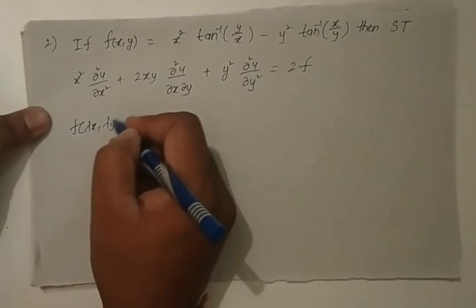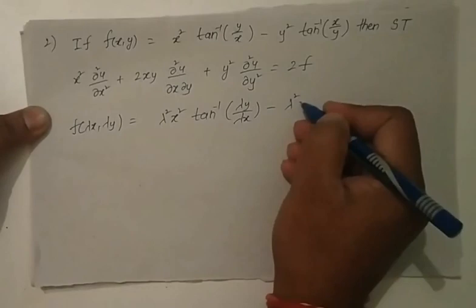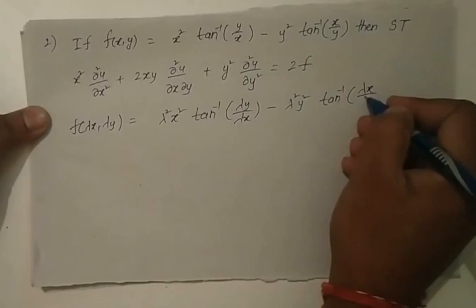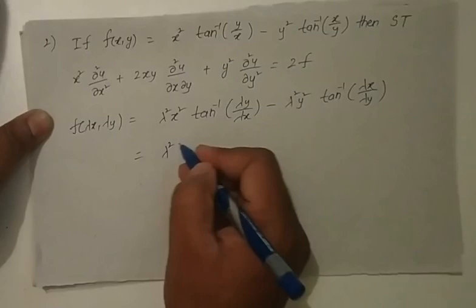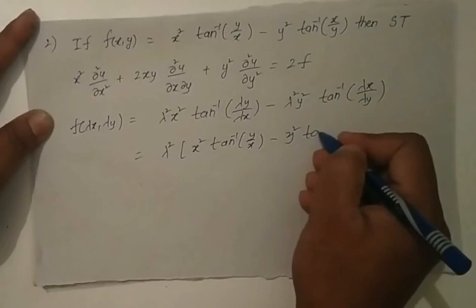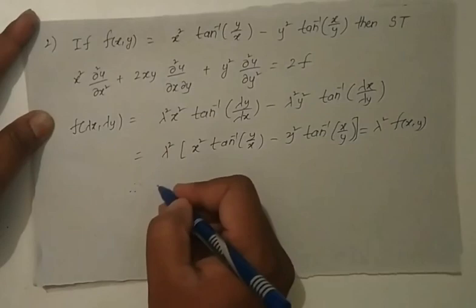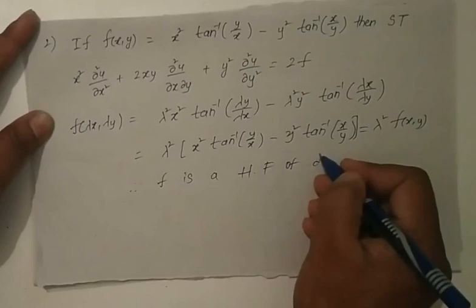Lambda square x square tan inverse of lambda y by lambda x minus lambda square y square tan inverse of lambda x by lambda y. So here lambda gets cancelled. By taking lambda square as a common factor, we get lambda square of x square tan inverse of y by x minus y square tan inverse of x by y, which is equal to lambda square of f of x comma y. Therefore, f is a homogeneous function of degree 2. Therefore, n is equal to 2.